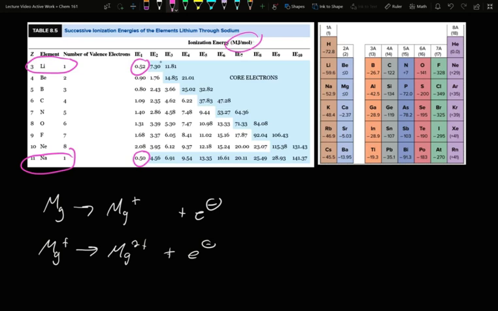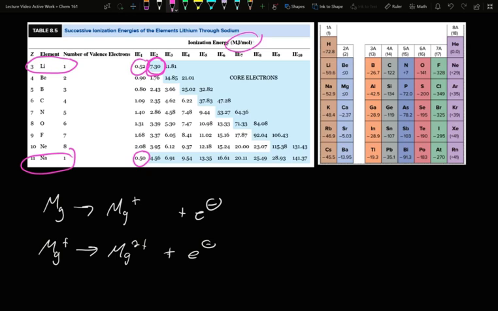As we move to the right on lithium, what we find is the energy to remove the second electron. 7.3 megajoules per mole is the energy for the second electron's removal. It's 7.3 megajoules instead of 0.5. Approximately 14 times greater energy. This is a massive increase in energy.